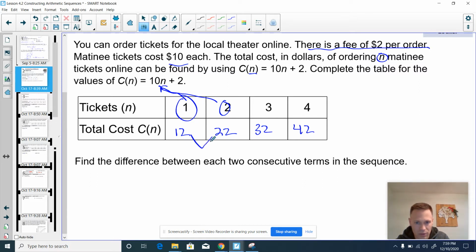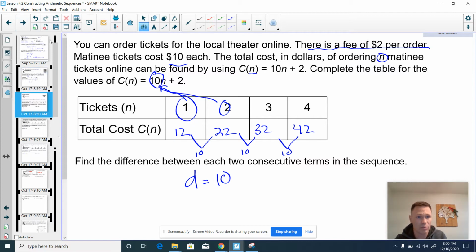It says find the difference between each of the 2 consecutive terms in the sequence. Well, the difference would be subtracting. So 22 minus 12 would be 10. It's going up by 10 each time, and we can probably guess that by this value in the function right there. We're multiplying every ticket we buy by 10, so it's going up by 10. So the difference is 10. I'm going to call that D because later on we're going to call it the common difference. So D is equal to 10.